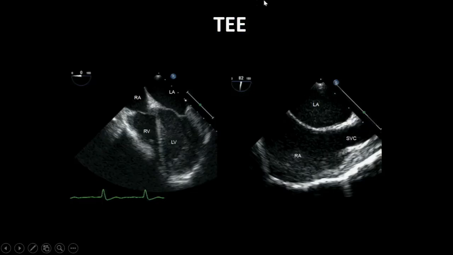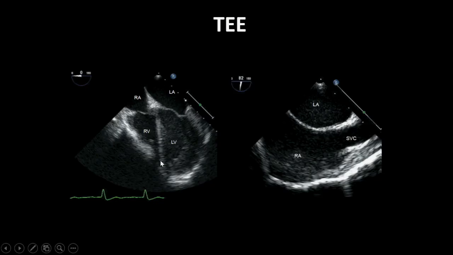I included this just on the off chance that there could be TEE pictures in the test. I'm just going to give you or remind you of some ways to orient to them. So the TEE probe, if it's not in the stomach, it's in the esophagus. And the esophagus, if the anatomy is roughly normal, is going to be behind the left atrium. So where you see the marker, the thing that's going to be closest to that marker is usually going to be the left atrium. Again, assuming there's not unusual anatomy or situs inversus or things like that.